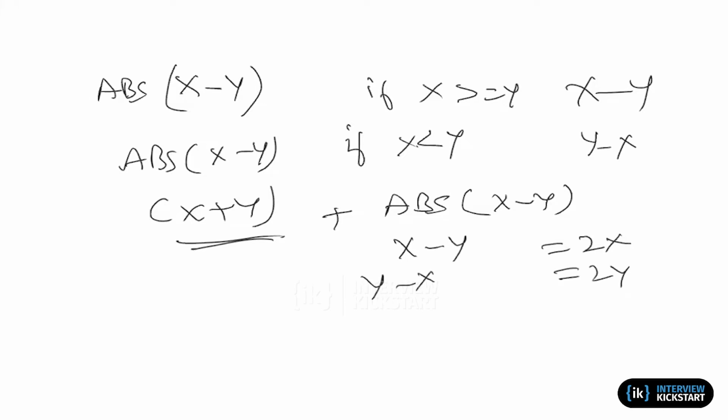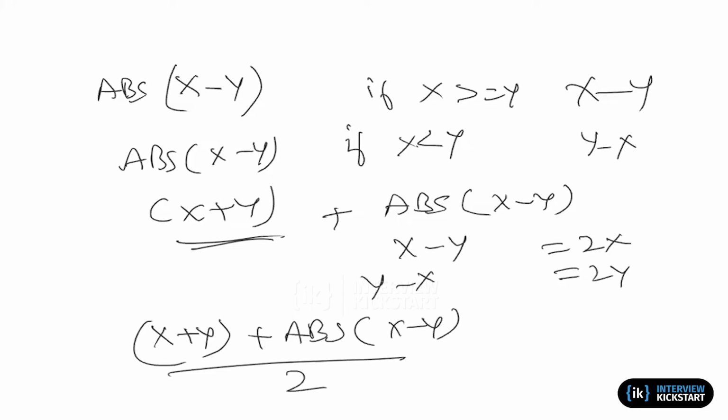So the answer would be, you just have to divide it by 2. So x plus y plus absolute value of x minus y, divided by 2. This will either give you x or y, depending on the condition, whether x is greater than y or less than y. So this is another solution.